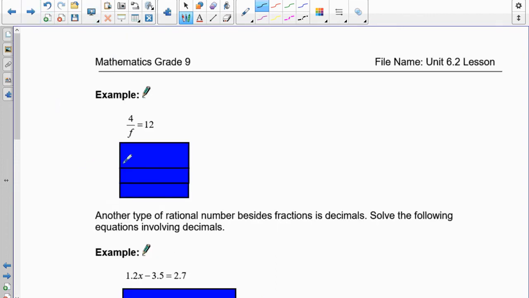Okay. I want you to try this one on your own, please. So stop the recording, and solve that equation by getting rid of the fraction.